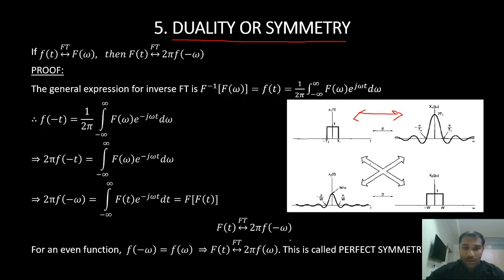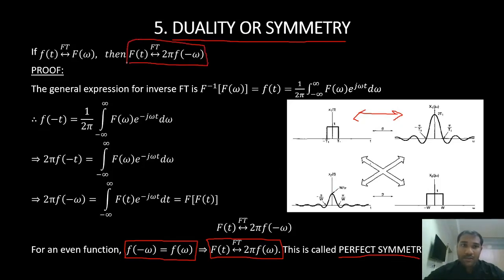If f of omega is equal to f of minus omega, if this condition is satisfied, that means it is an even function. This becomes the duality property. If this is the condition, then we call it perfect symmetry. This is just a statement. All you need to remember is this. This is my duality property. Right? This is the duality property.